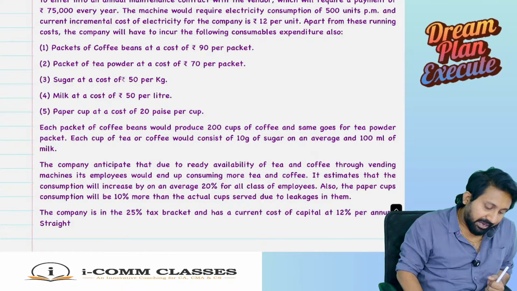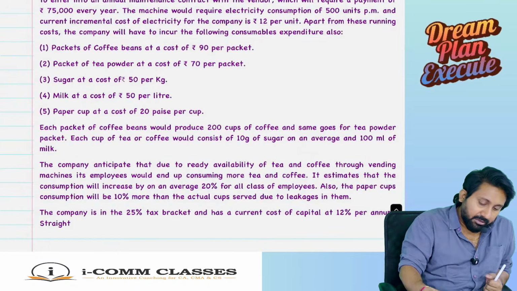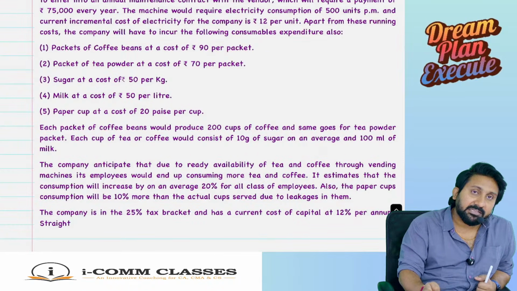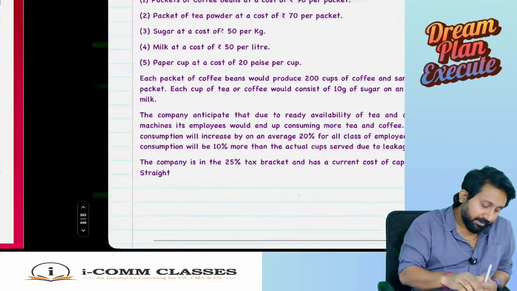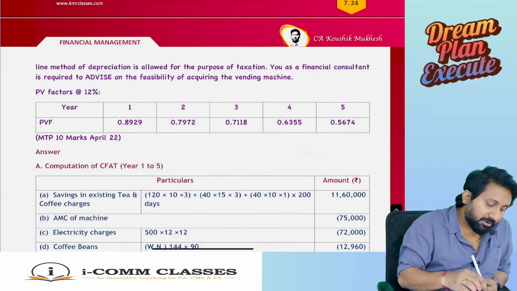Each cup of tea or coffee would consist of 10 grams of sugar on an average and 100 ml of milk. The company anticipates that due to ready availability of tea and coffee through the vending machines, its employees would end up consuming more tea and coffee. It estimates that consumption will increase by an average of 20% for all the classes of employees. Also, the paper cup consumption will be 10% more than actual cups served due to leakages. The company is in the 25% tax bracket, and has a cost of capital of 12% per annum. Straight line method of depreciation is allowed for tax.